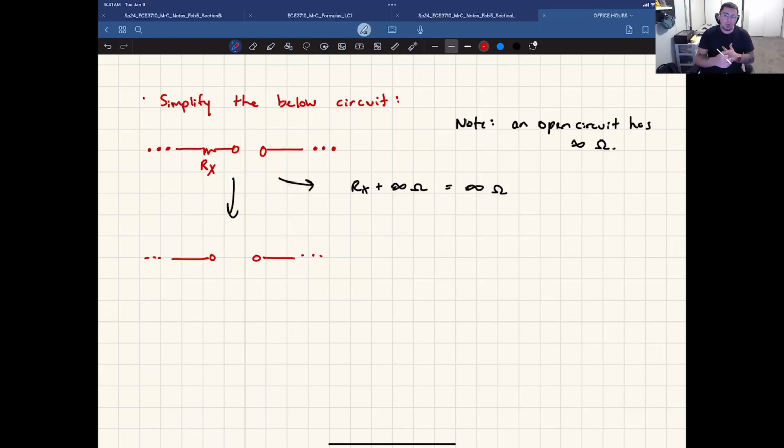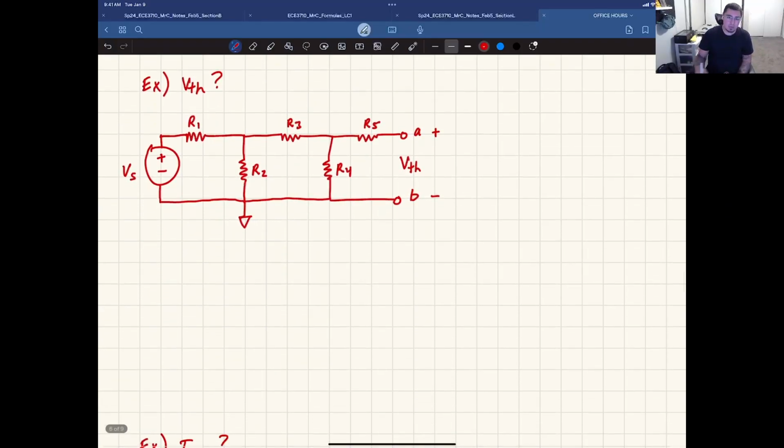Solving for voltage, solving for current, often seen with Thevenin and ISC and linearity superposition, and then solving for equivalent resistance, often seen with R-Thevenin. So let's do Thevenin first.